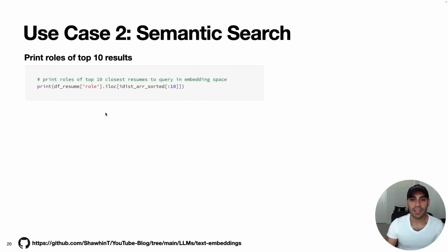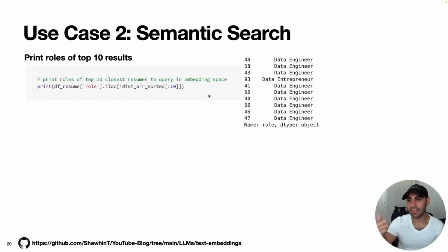So what that'll look like is if we want to print the roles of the top 10 results, we can go back to our original df resume data frame, look at the role column, and then we can just return the first 10 elements in this dist array sorted array. That'll look like this. So the query, I need someone to build out my data infrastructure, returns a ton of data engineers, which is a good sign because those are the people that will be able to do that.